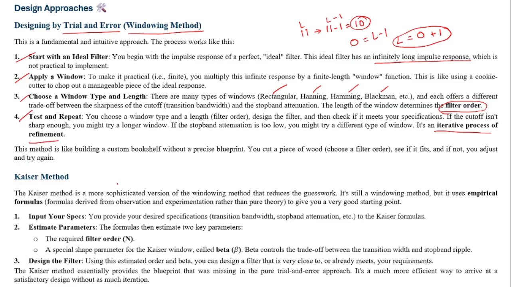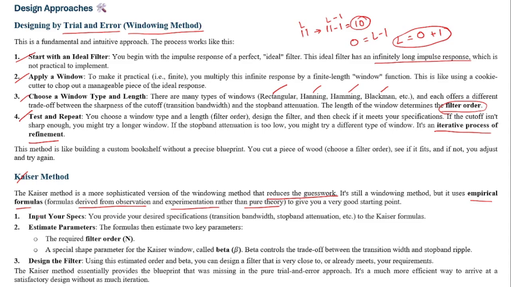Now the second method, the Kaiser method, is also a filter based method. However, by this method we are reducing the guesswork. Herein we use empirical formulas. These formulas are derived from observation and experimentation rather than theory. So from here, when we get the estimates, we go for the calculation.